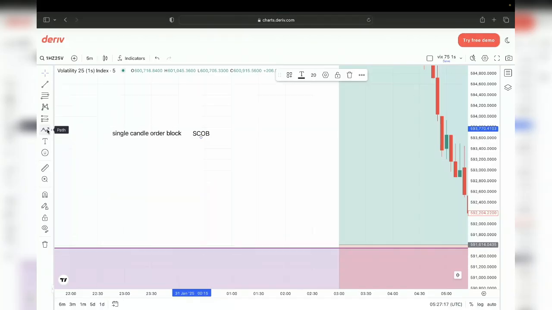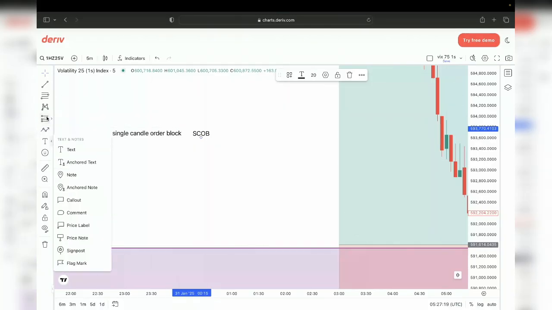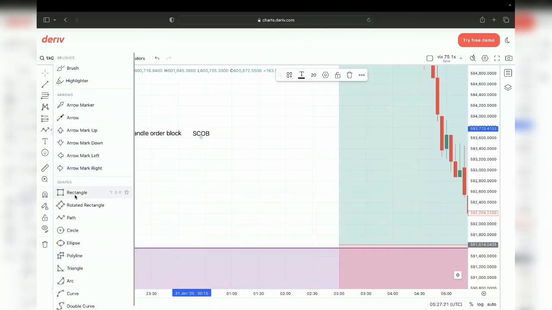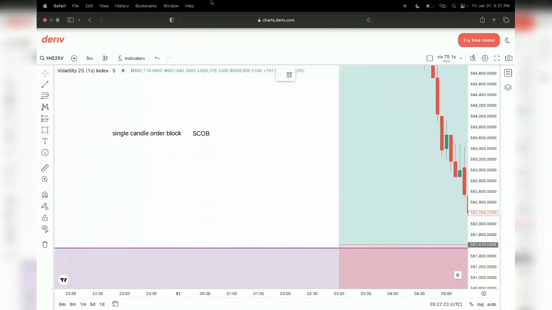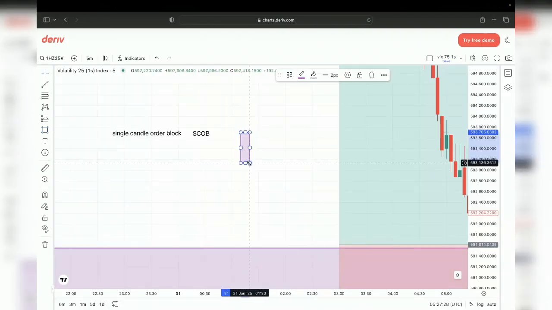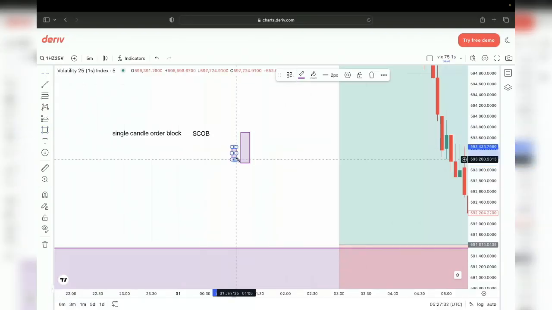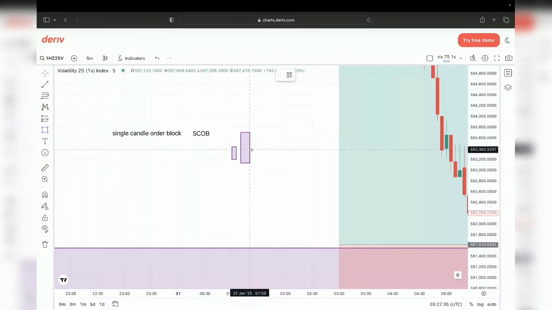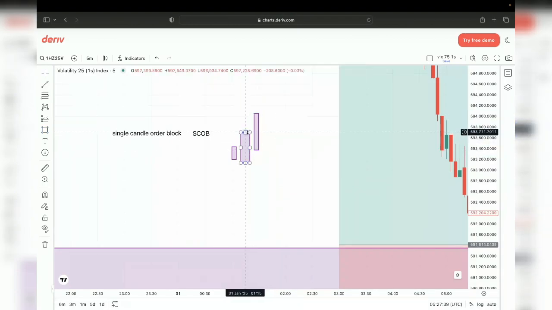Back to single candle order block. Now this is very, very simple. It's like the pullback candle, but a bit different from it. How does it look? It's just one candle should close below another candle, and another candle should close above that candle. This candle that closed below this candle is called a single candle order block. You have to close below this candle.